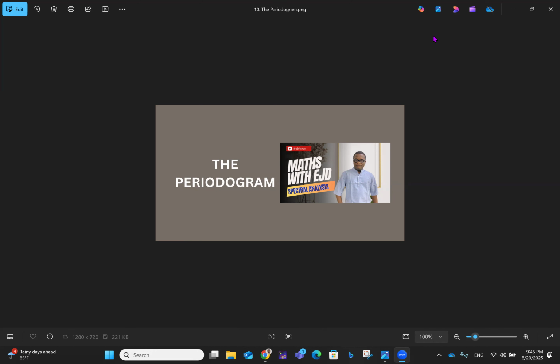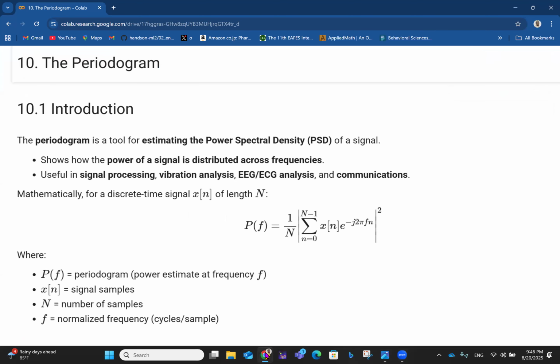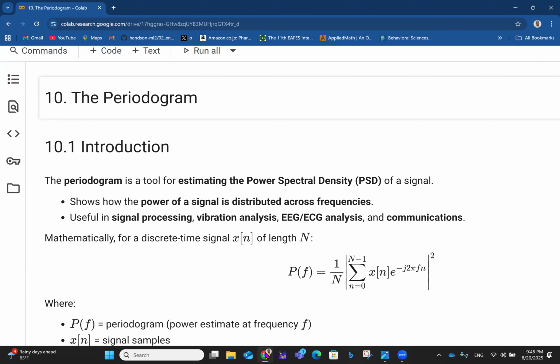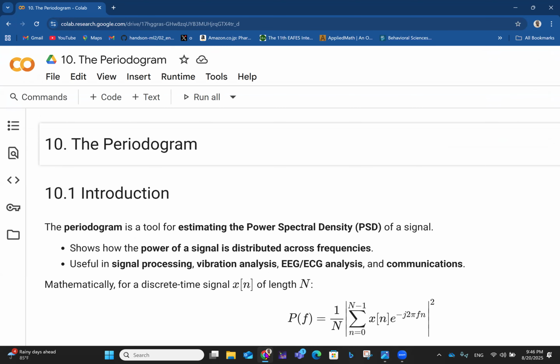Still talking about spectral analysis. Our focus shifts to the periodogram. I think we've talked about it a little bit before now, but this time with some very interesting diagrams. So let's move to talk about the periodogram, right?